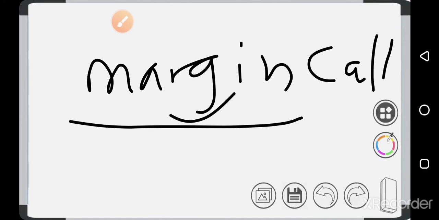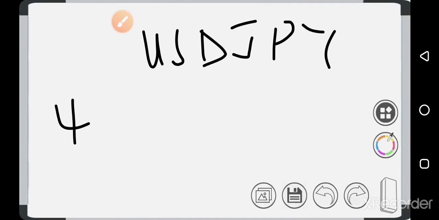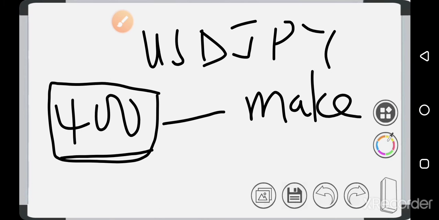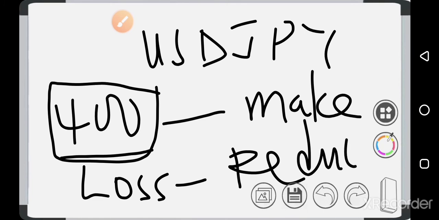Now, I'll explain this maybe in another video, but before I go there, let me tell you this. Once you enter that USD JPY trade and the 400 is set aside, if you begin to make profit, okay? Now, this is where I want you to pay attention. If you begin to make profit, your margin will remain the same. And if you begin to lose, your margin will begin to also reduce.